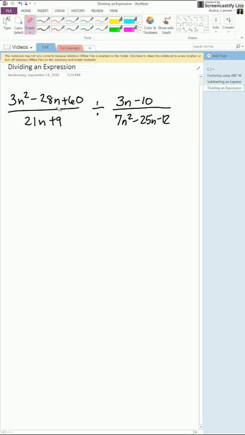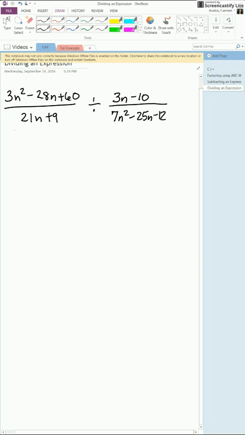They don't have anything in common, so I would refer back to, if you don't know how to do it, factoring using the ABC method or factoring using mental math videos. And so what you do here is you get 3n minus 10 and n minus 6 in the numerator. And on the denominator, we look that they do have something in common. They have a 3 in common, and so we're left with 7n plus 3 in the denominator.